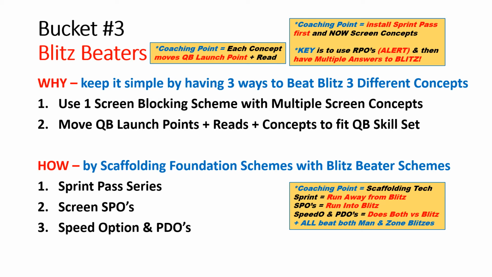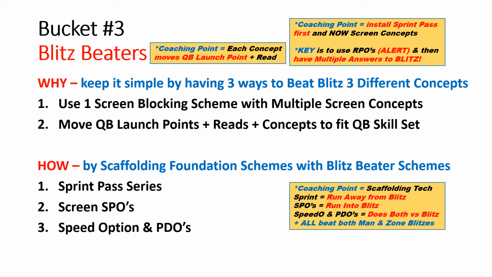The key then again, remember though, is to use your RPOs using the alert call to turn these into quick passes and Blitz Speeders. And that way then you have multiple answers versus the blitz using very few concepts. So why are we doing this? Again, we're going to keep it simple by having 3 ways to beat the blitz, 3 different concepts. We're going to use one screen blocking scheme with multiple screen concepts, and then again we're going to move that QB launch point reads and concepts to fit his skill set.